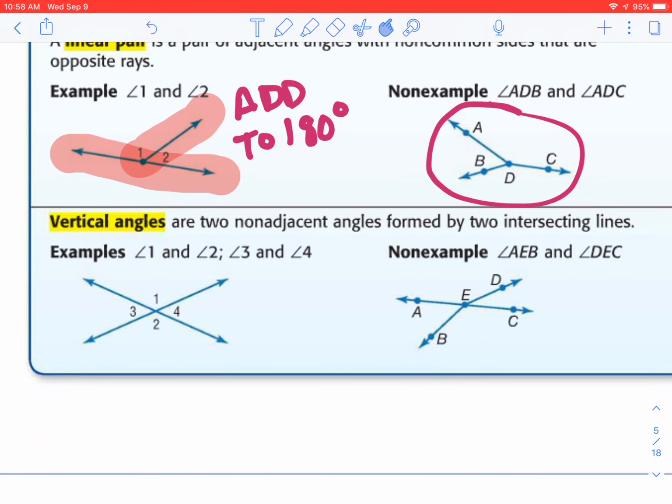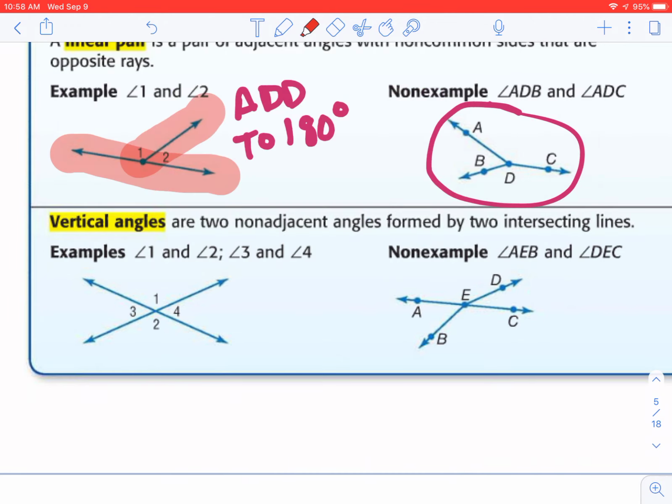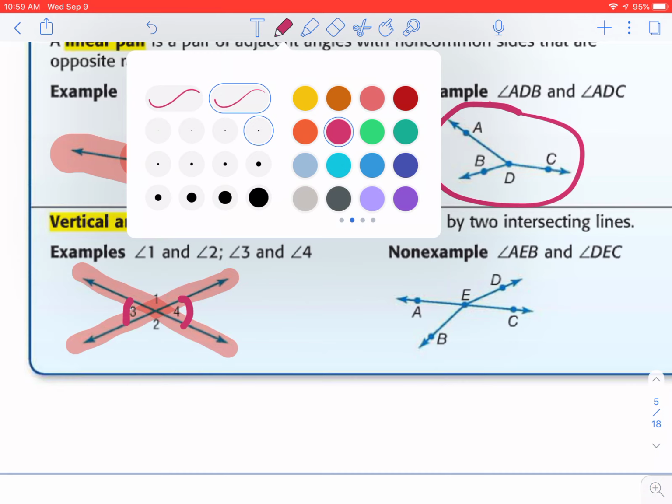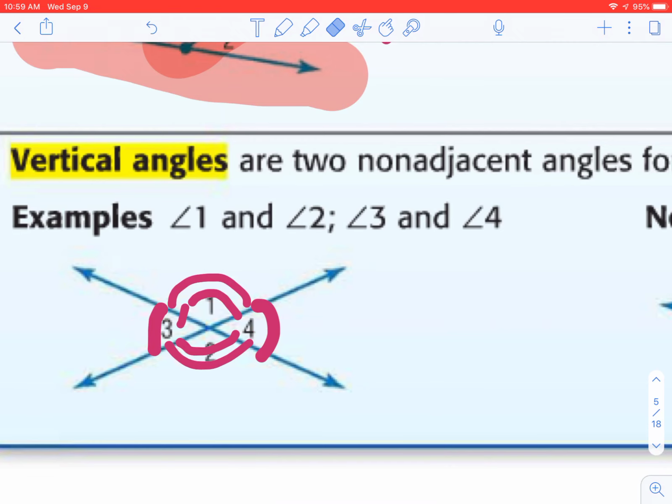Vertical angles are angles formed by two intersecting lines. So I'm going to make this highlighter a little smaller. So this line, those lines intersect. Here's what that means. It means that angle 3 and angle 4 are congruent. Now, if I wanted to show two other angles that are congruent, I'm going to zoom in a little bit here. I'm going to give this one 2 marks and this one 2 marks. So angle 1 is congruent to angle 2, angle 3 is congruent to angle 4. So what I want you guys to learn here is that these opposite angles are always congruent.